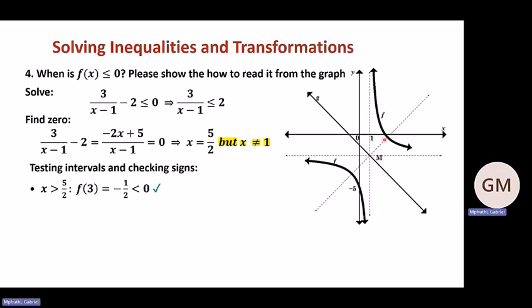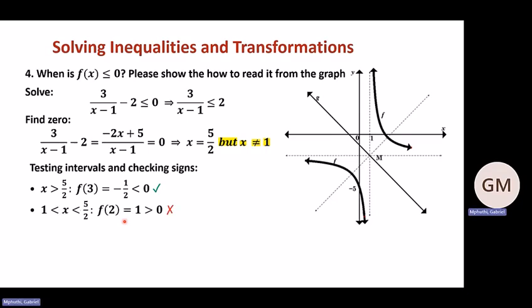But we can also see that our 3 is beyond on the positive x-axis, and we can see that our function is negative there. So for all the values that are greater than 5/2, our function will be negative.